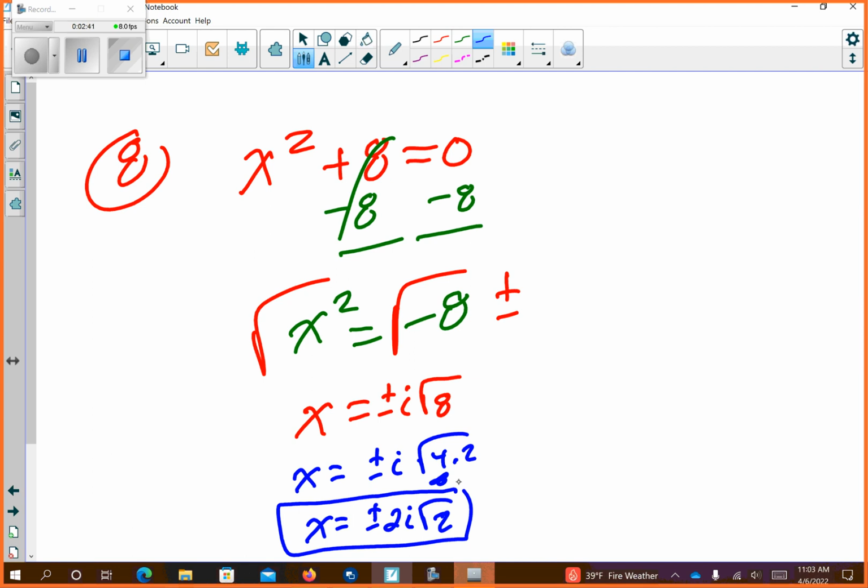Any other problems you wanted to take a look at? I think there might have been one on this back page. I think. Yeah, go ahead. 9.